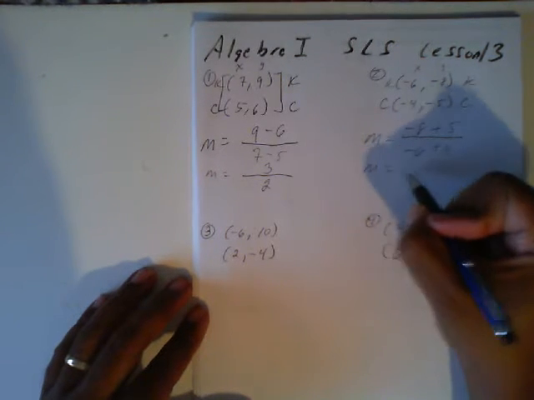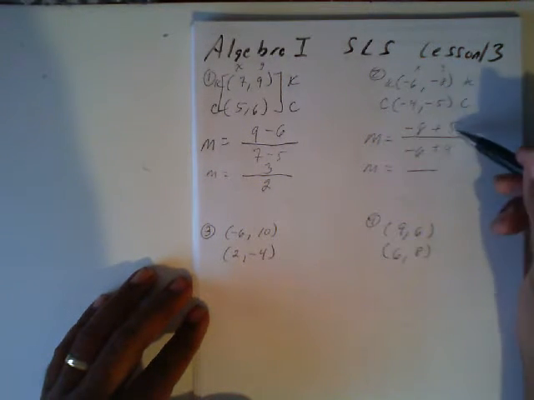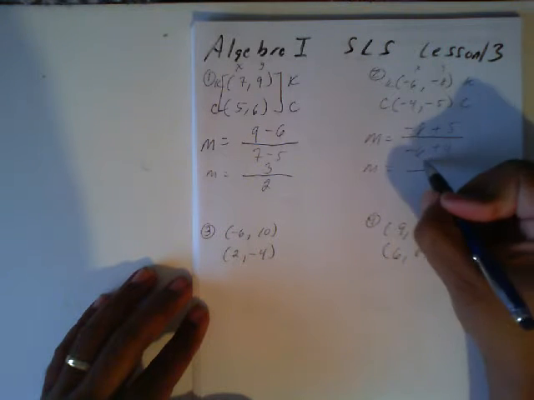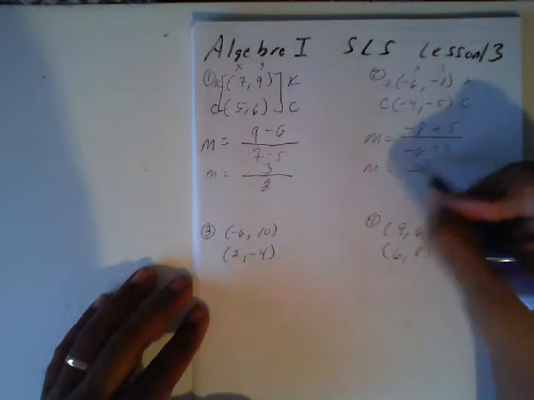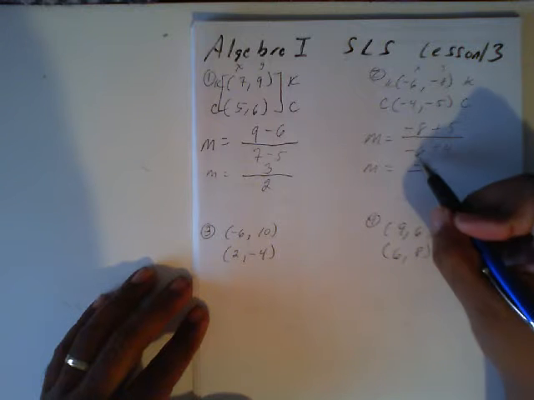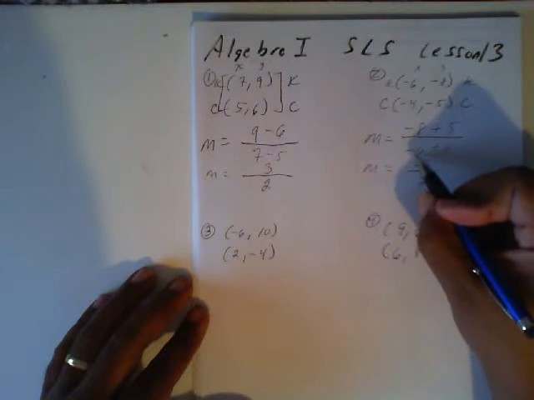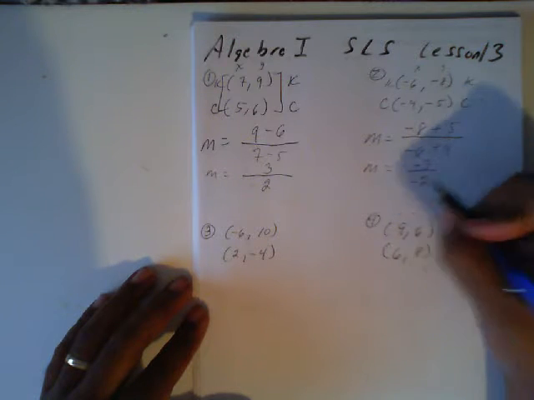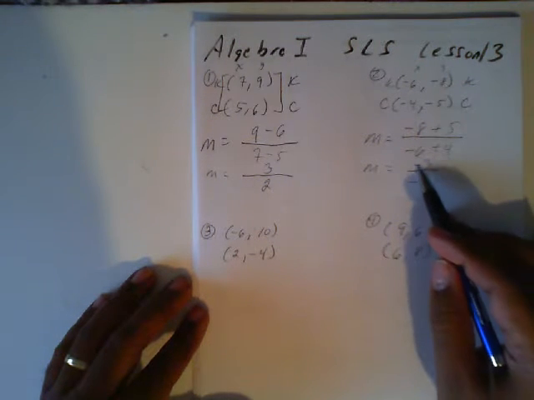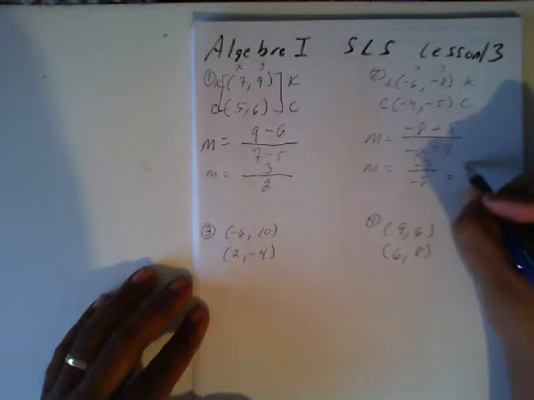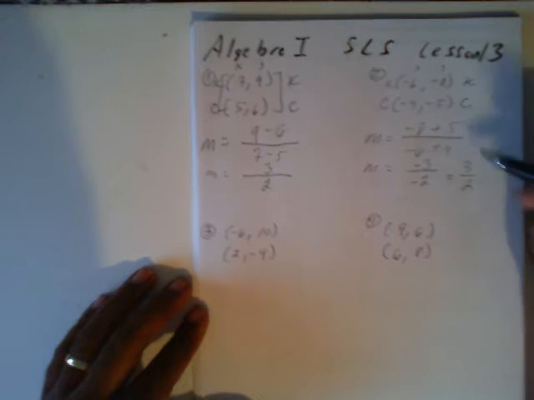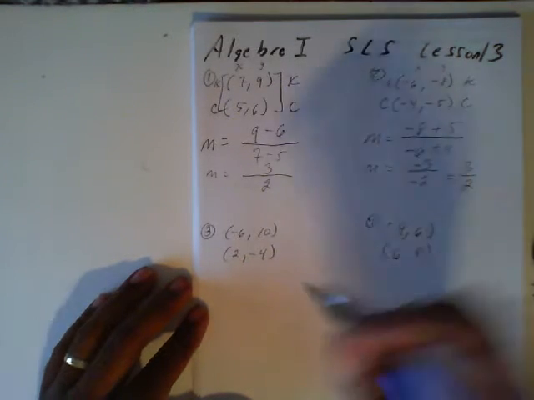So now I have a negative 8 and positive 5. Different signs will subtract. I'll get 3. Since the 8 is bigger, it'll be a negative 3. And these are different signs. Negative 6, positive 4 will subtract. We'll get 2. And because of the negative 6, we'll have a negative 2. So a negative divided by negative gives us a positive 3 halves, which is rise 3, run 2.